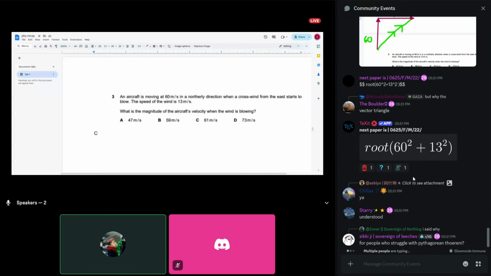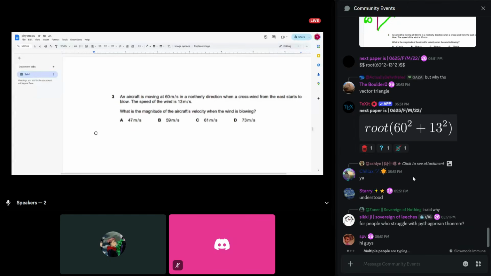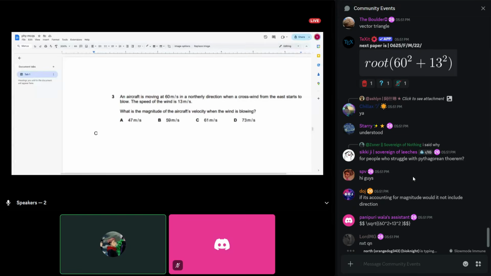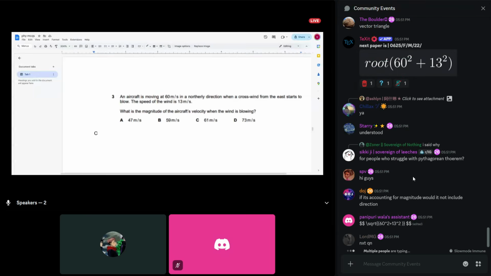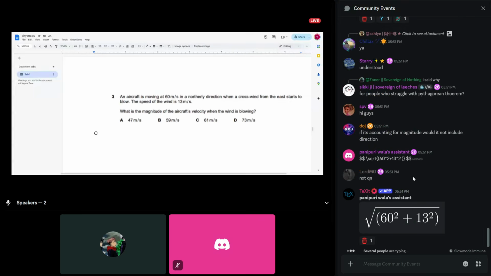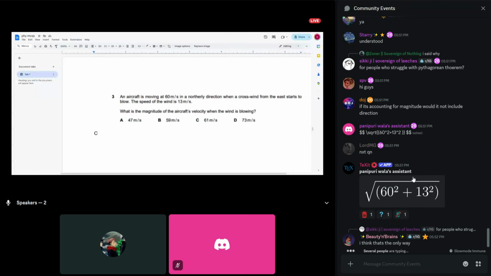No, that's not how we do it. Now we take latex for it. This is the latex for it.